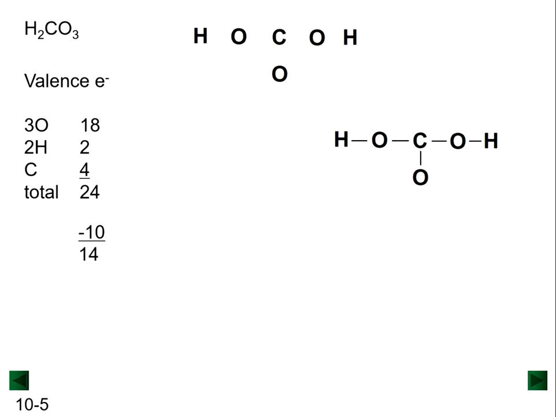Next, we connect each atom with a single bond. There are 5 bonds here. That's 10 total electrons. Taken away from the 24 we have to begin with, that gives us 14 electrons that remain.